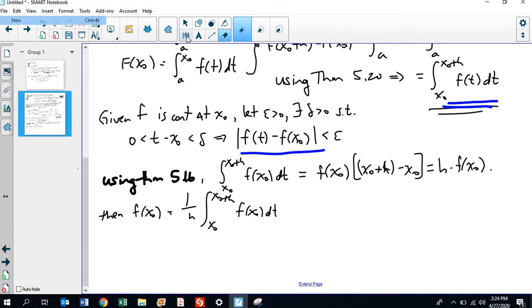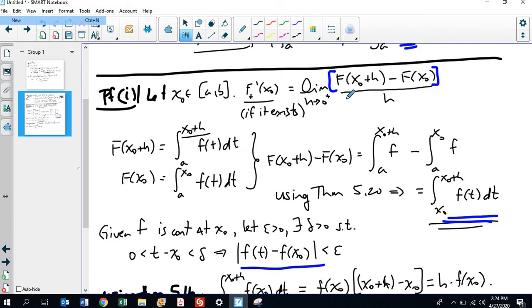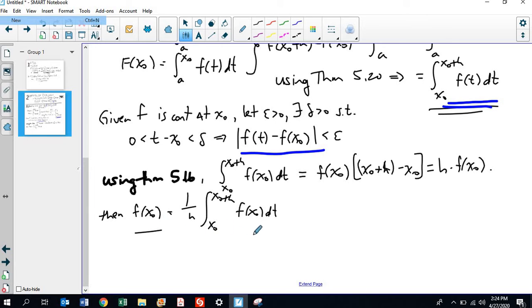And now we're going to look at the difference between this difference quotient and what we want it to equal, which is little f of x0. That's why I wanted to characterize little f of x0. Okay, so let's continue to the next page.